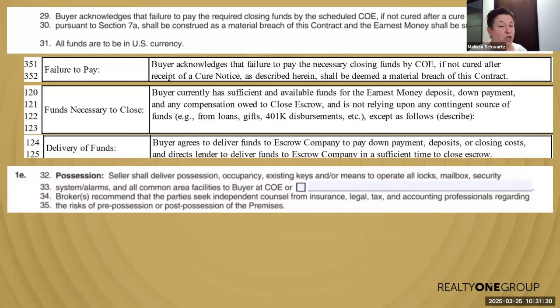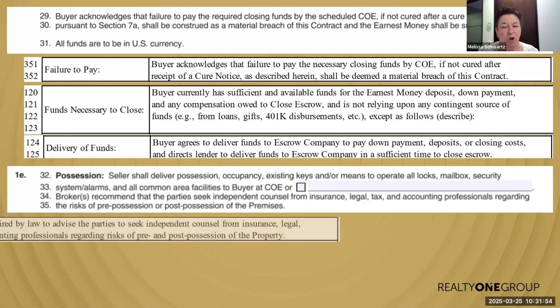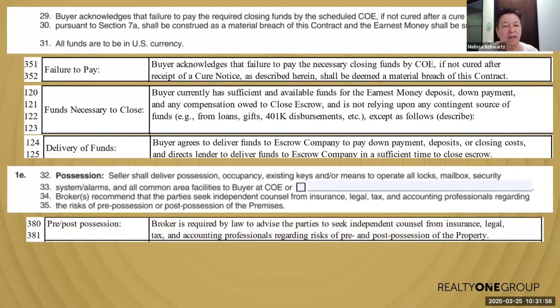Possession, so this is jumped back to the AAR contract. You can see with the little 1E and then lines 32 through 35. Possession occupancy is based on, and that you're supposed to get keys to locks, mailbox, security systems, alarms, and common area facilities. Our AAR contract does not actually have the smart home stuff, which is kind of interesting.